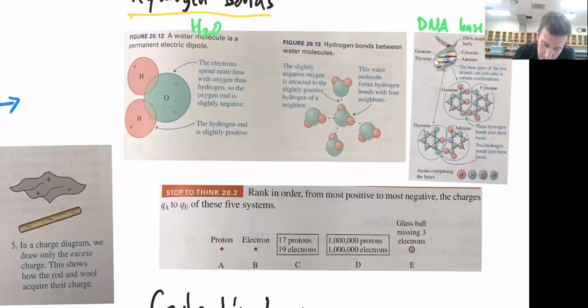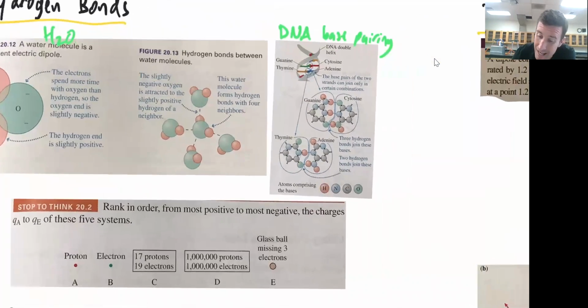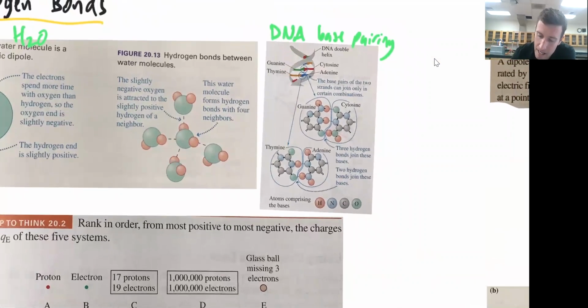Another place where this occurs is in DNA base pairing. So DNA sticks together. You know that DNA is a double helix running right through here. You have 2 strands running through, and those 2 strands are held together through the bonding between guanine and cytosine and thymine and adenine. Those are the bases in DNA that code for various traits. So when they bond, they are bonding through hydrogen bonds.